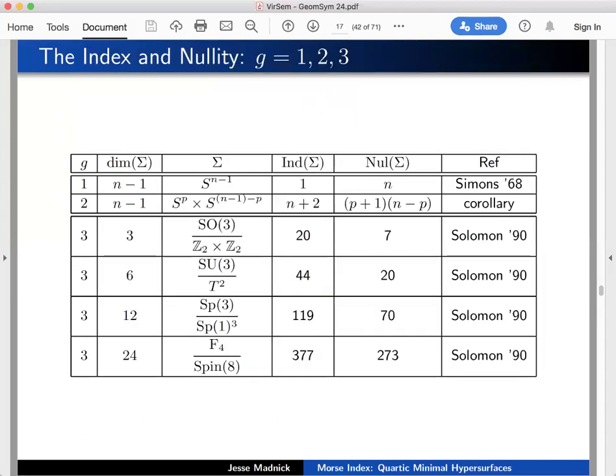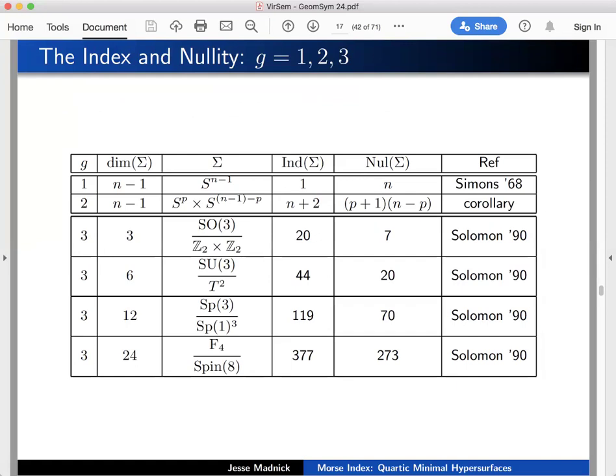So for G equals 1, 2, and 3, this has been done. For G equals 1 and 2, we talked about this earlier. And for G equals 3, this was done in 2 papers by Bruce Solomon. In the first paper, he looked at the hypersurfaces of dimensions 3 and 6. And then in the second paper, he considered those of dimensions 12 and 24.